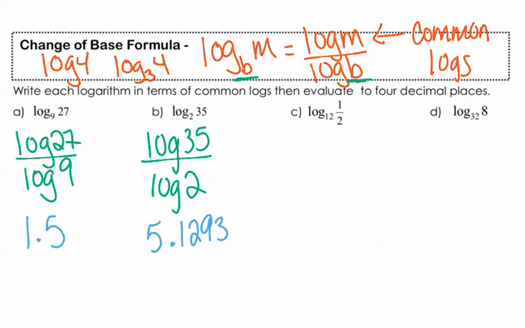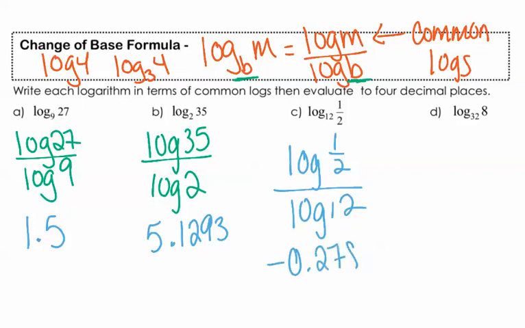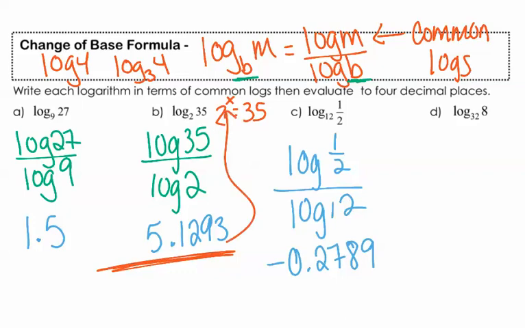Now we'll try this one. Log of 1/2 divided by log of 12. Type it in your calculator. See what you get. Negative 0.2789. Now think about this. Let's really try to understand the property of logs and how this works. This log base 2 of 35 is really telling us 2 to what power equals 35. You see how we got this positive answer? 2 to a positive number is going to make it grow bigger and get to be 35.